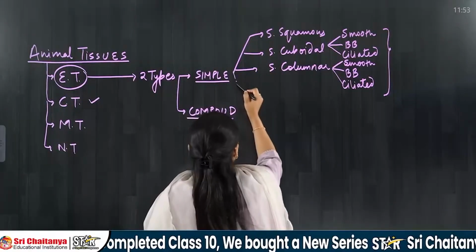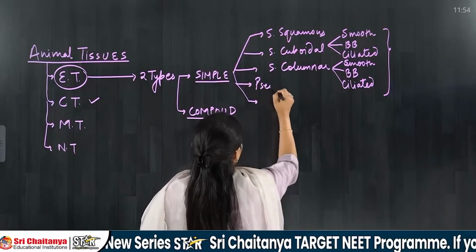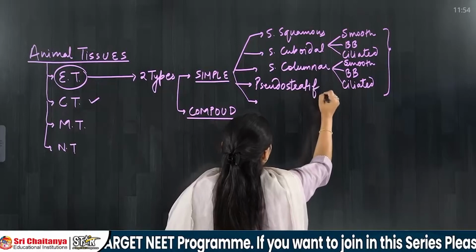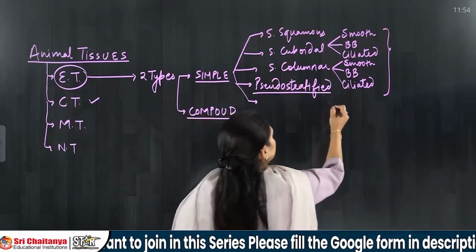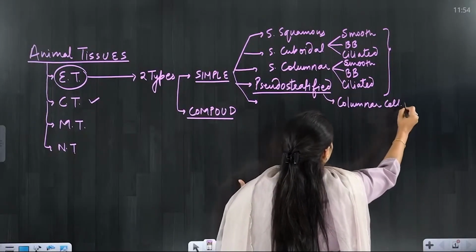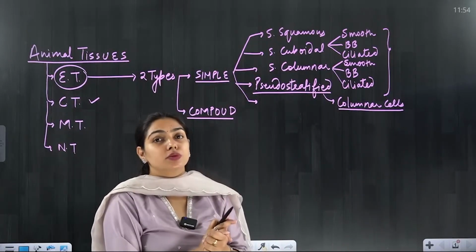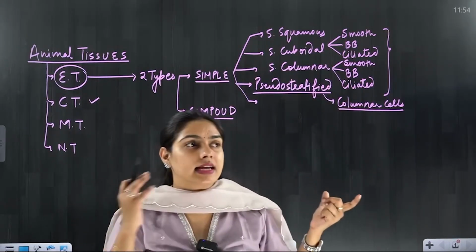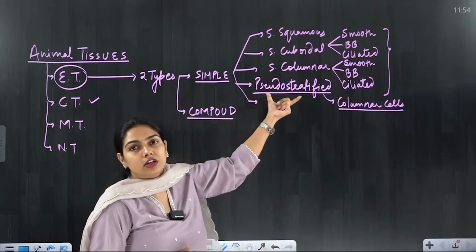Now we also have one more type, that is pseudo-stratified, beta. In this pseudo-stratified also, the cells are columnar only. But some of the columnar cells are big and some of the columnar cells are small. We will see the details of this once you come to my class, once you come to this campus, right?